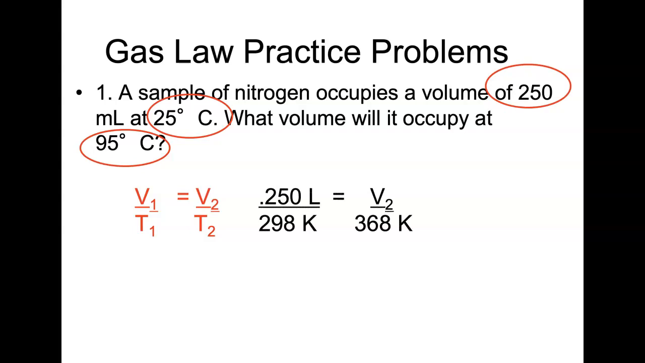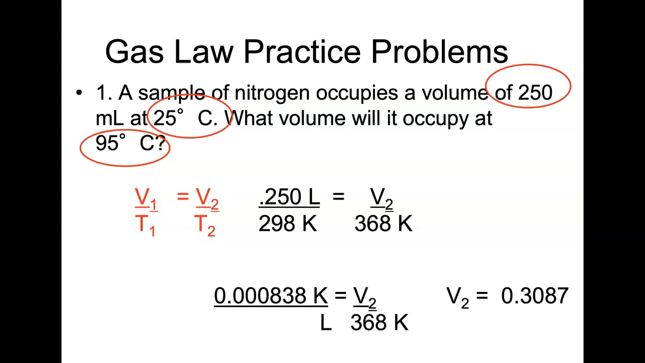Right there I converted my milliliters to liters because that's what I always do. And hopefully you came up with your volume, 0.3087 liters. And I'm going to have to round that to 2 significant figures. So 0.31 liters or 31 milliliters.